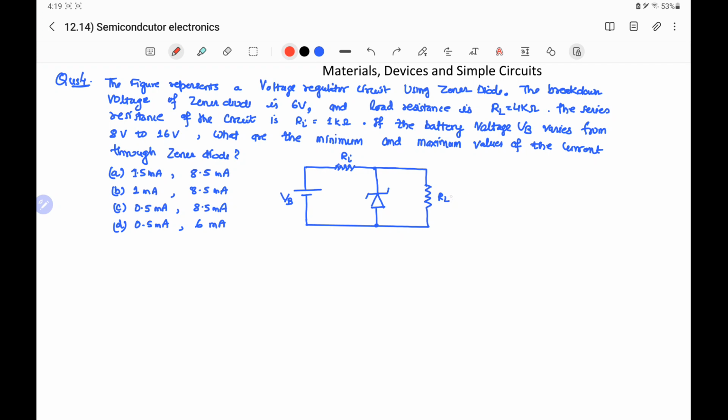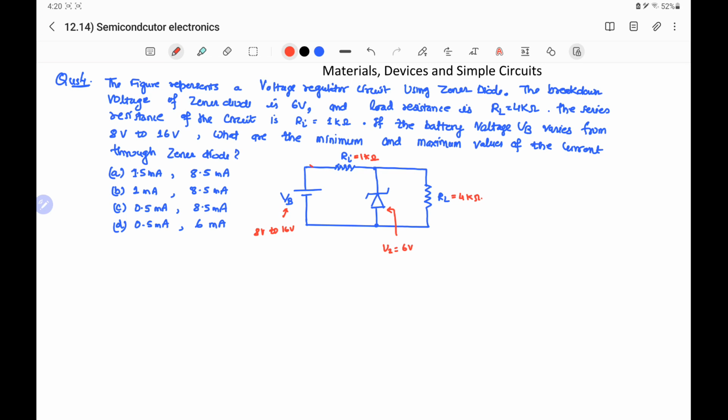Given that this load resistance is 4 kilo ohm and input resistance is 1 kilo ohm, this battery voltage varies from 8 volt to 16 volt, and the Zener diode, which is a constant voltage under the breakdown state, is given 6 volt. So we have to find the minimum and maximum value of the current through the Zener diode.